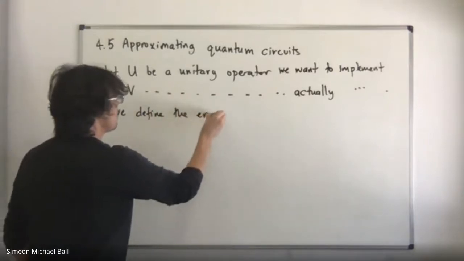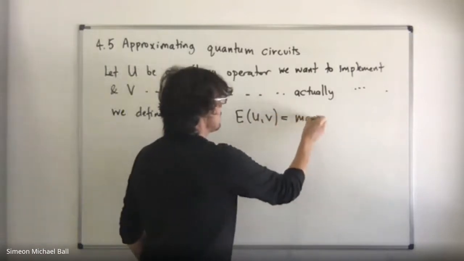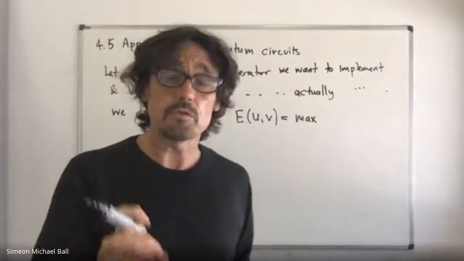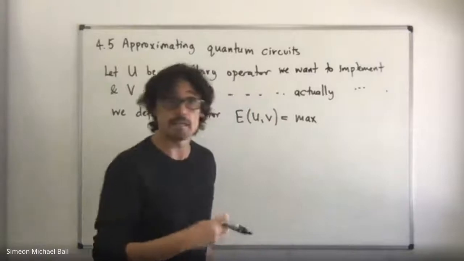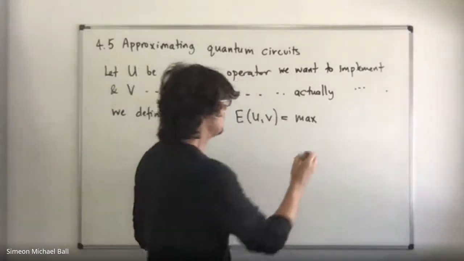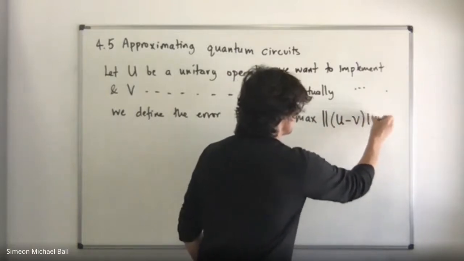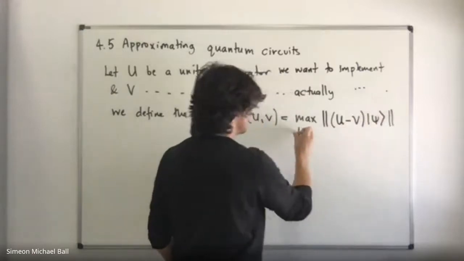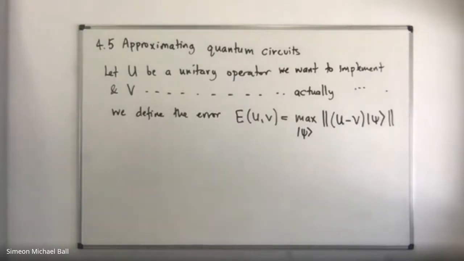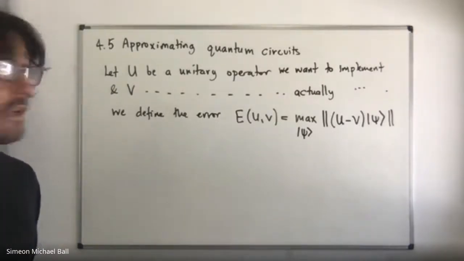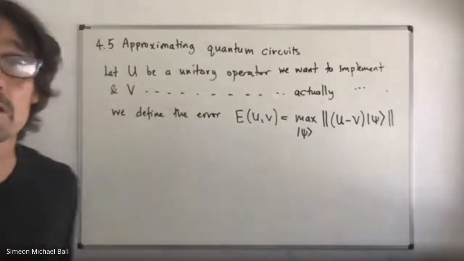Well, one obvious choice would be to say, okay, let's see what U does to any state and what V does to any state, and look at the norm of the difference of what we end up with. Then an obvious thing to look at would be maximizing over all possible states the length of the state that we end up with, which is the difference between the two states we end up with.